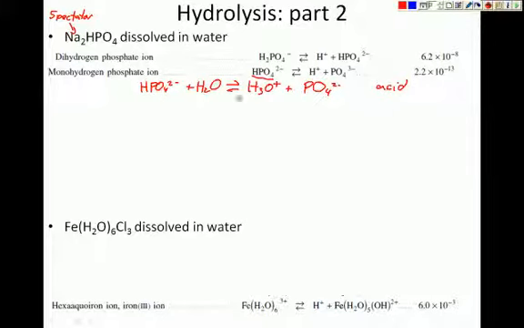And when it acts as a base, we're going to write this equation in the reverse way. Again, we start with HPO4 2-, and it's going to combine with water again. But this time HPO4 is going to gain a proton from water, and water becomes OH-, and this becomes H2PO4-. And this is when it acts as a base.